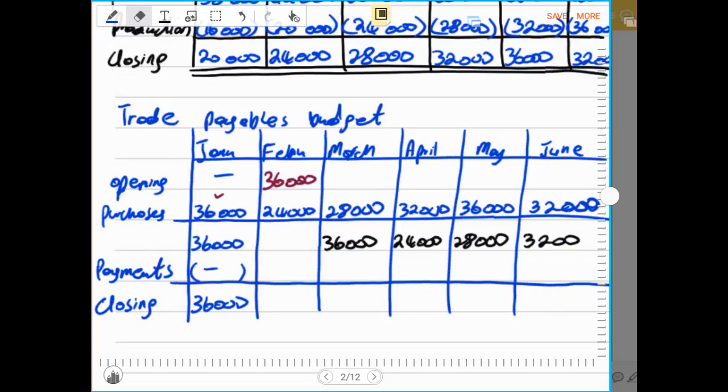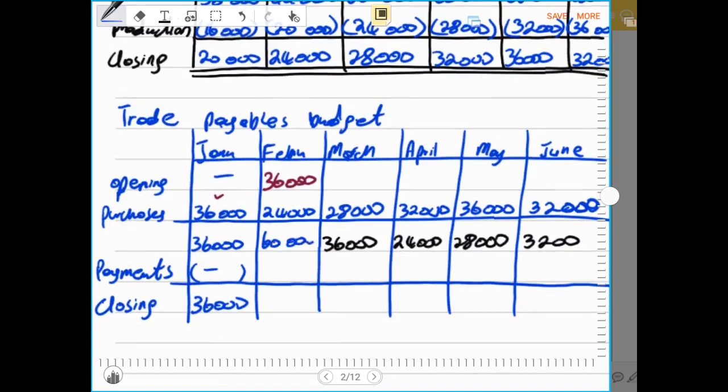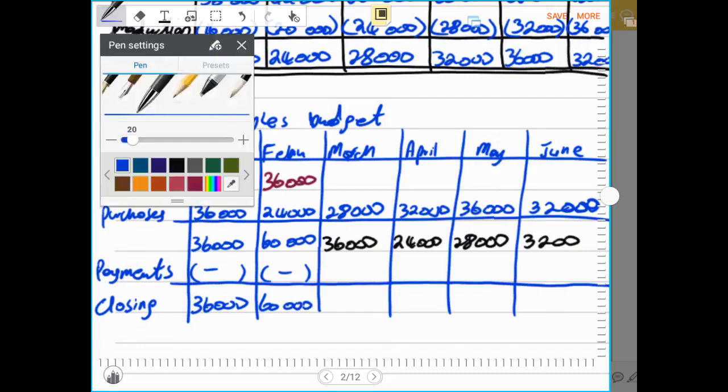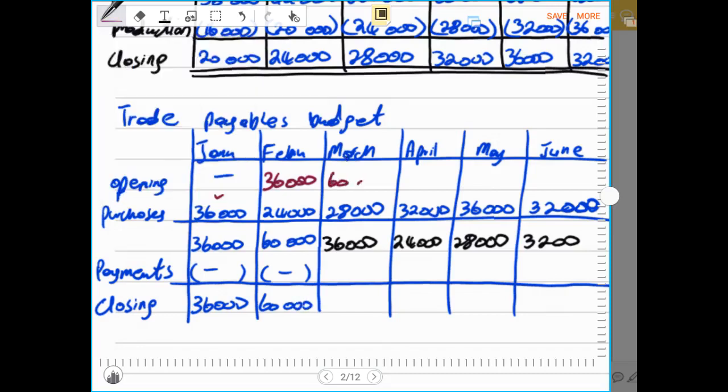So now remember, also in the month of February there will be no payment, because we pay in the 2nd month after the month of the purchase. Or you buy in month 1, you pay in month 3. So now 36,000 plus 24,000 will give us 60,000. And there was no payment, therefore now 60,000 will be the closing balance. So now we'll have 60,000 as the closing balance, and closing balance becomes an opening balance. Therefore now this will be 60,000.